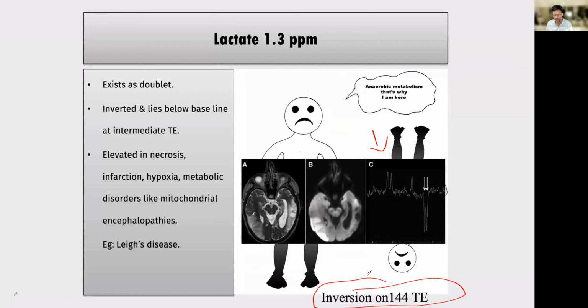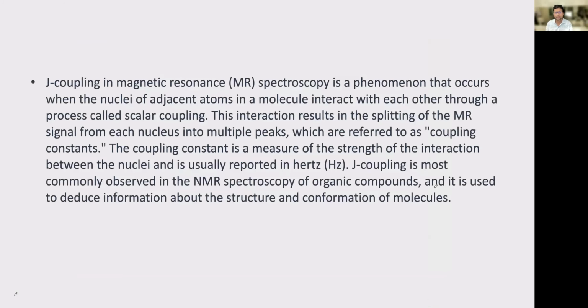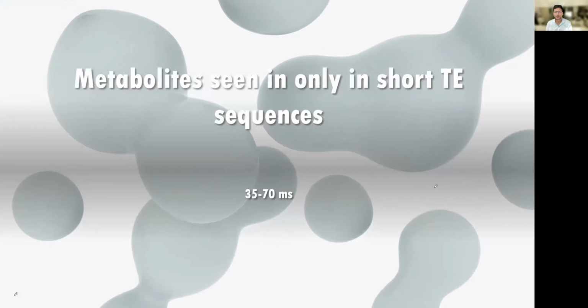Again, this is an infarct. This is our own case where there is gliosis on this side and there is a large wedge-shaped infarct on the right side. And we have run an intermediate TE and we have seen the lactate inverted. So this is about lactate. And this is secondary to a phenomenon called J coupling, and there is too much physics involved in it. Anybody who is really interested, you can go there.